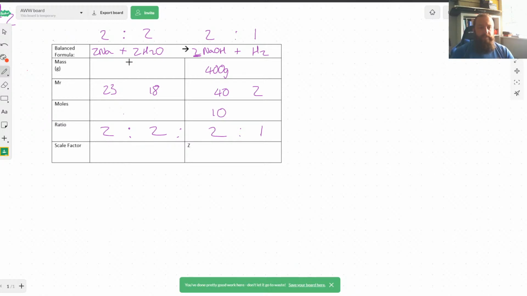So what we do is we balance them out and we put these numbers in here. What these numbers mean is that I've got 2 molecules of sodium react with 2 molecules of water to make 2 molecules of sodium hydroxide and 1 molecule of hydrogen. Or the other way we could look at it is 2 moles of sodium would react with 2 moles of water, because remember, mole is just a quantity. I would make 2 moles of sodium hydroxide and 1 mole of hydrogen. So let's carry on through working this out.